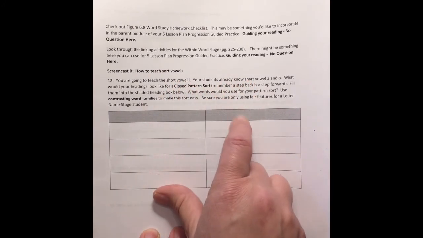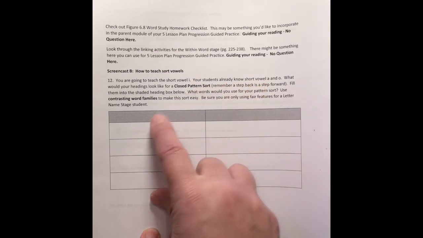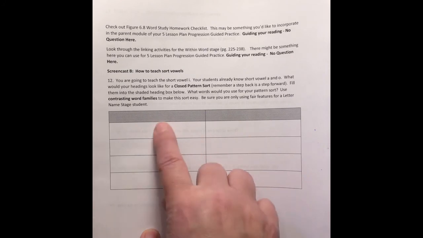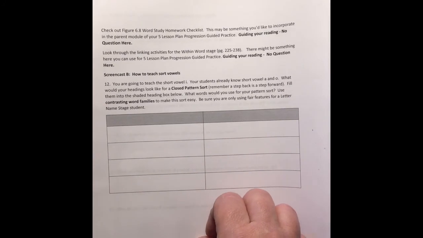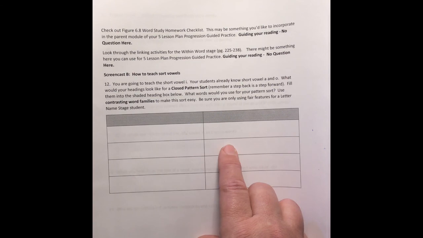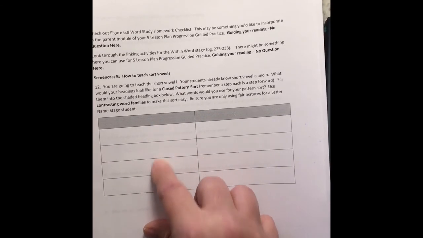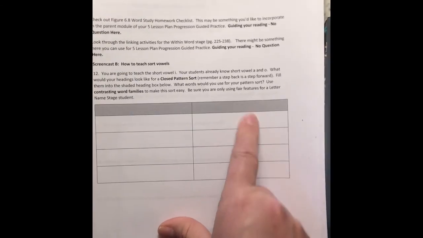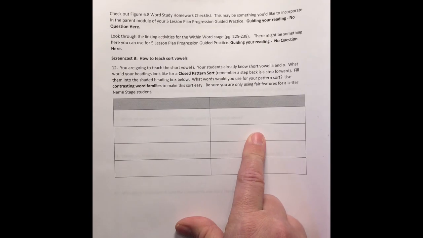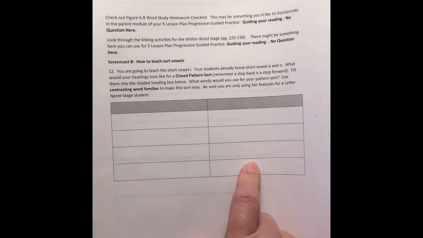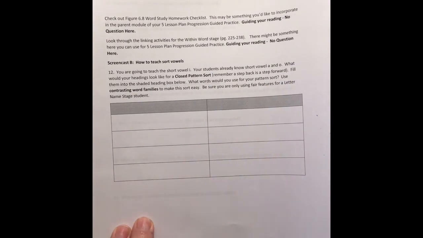I'm sorry, short vowel I is what you're trying to teach. And then compare that to something kids already know. We know that they already know these 2 vowels. So pick one of them over here. And then you want to come up with your 4 words on each side that you could use for a closed teacher-directed pattern sort. And the challenge is we want to make this super easy. So you're going to use contrasting word families. So 1 word family on this side and 1 word family on this side. This is how I will see if you were able to learn from our practices. So complete this on your own, and then move forward to the next screencast.